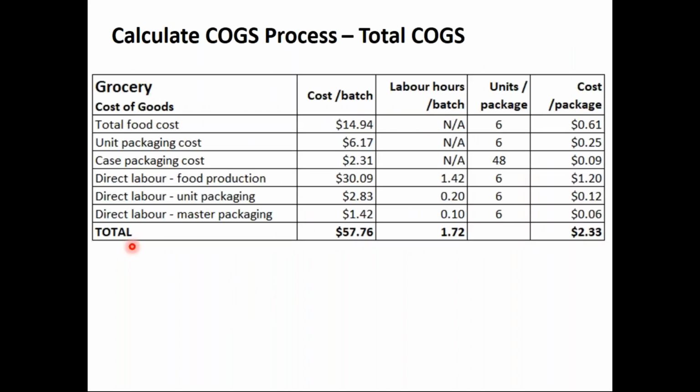So just to summarize all the calculations we've done here, we have our food cost. So this is the actual cost of the ingredients. The packaging cost, this is per package of 6 muffins, is 25 cents. The case allocates out to 9 cents per package of muffins. The labor was $1.20 per package of muffins. Unit packaging, 12 cents. Master packaging, 6 cents. So it comes out to a total cost of $2.33 per package of 6 muffins.